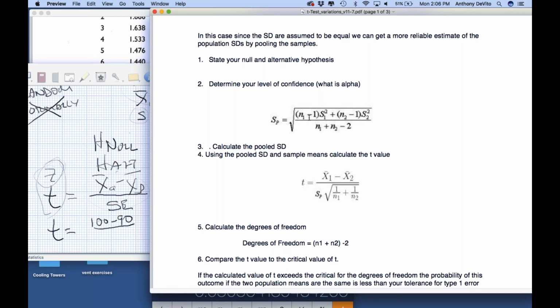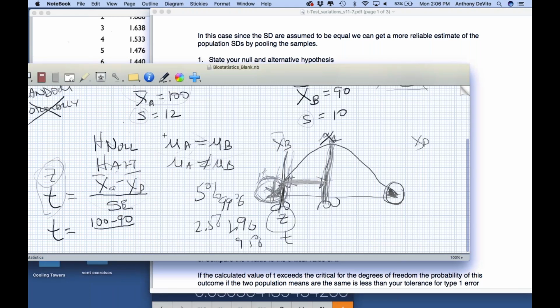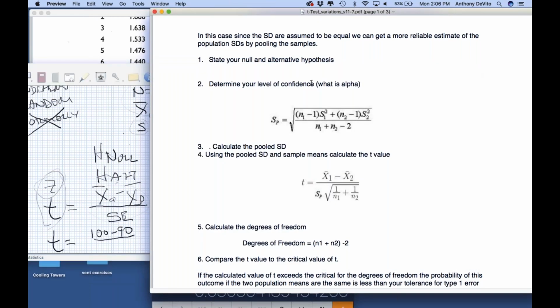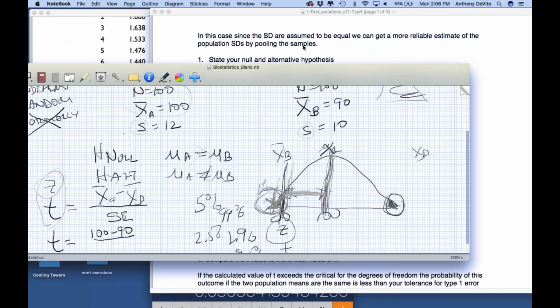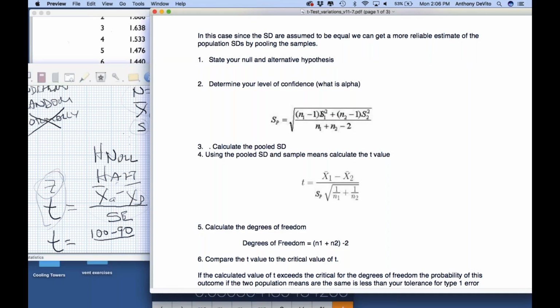Now just real quick, before we actually do it on paper: n1 minus 1 is what? 99, right? Times the standard deviation of group 1, group A, squared. Well, what's that? The standard deviation was 12. What's 12 squared? 144. Plus n2 minus 1. What was the sample size before? 100 also. So 99 times the standard deviation of group 2 squared, which was 10, which is 100, over 100 plus 100 minus 2, 198. Okay?